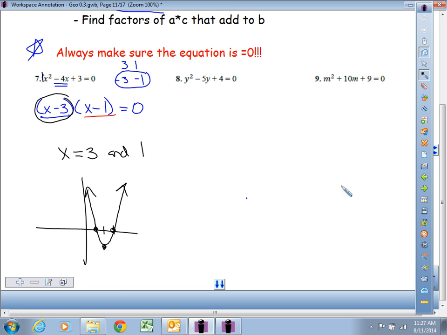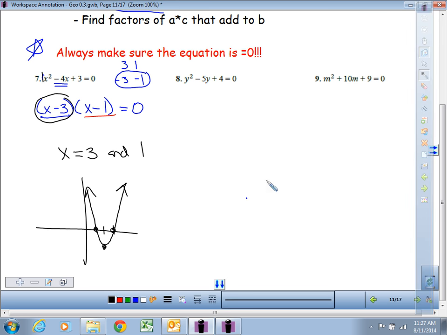Number 8, y squared minus 5y plus 4. So again, it opens up. We could go through the opposite of b over 2a to find the vertex. But we want to see if this is factorable, okay? So first thing we check is a is 1. A is 1. This is the quick way, okay? We have a b value. We can't use the square root method that we just learned to do this. We have to factor it.